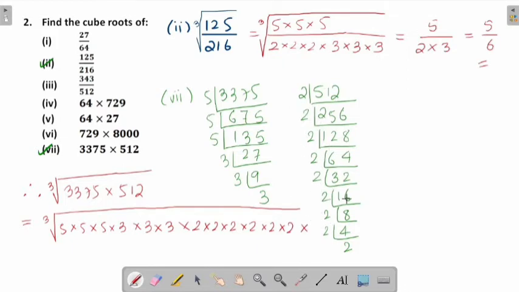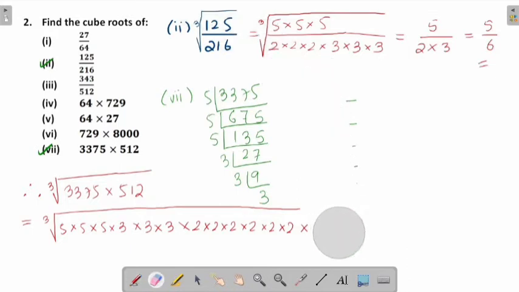I hope you will be able to do this. Let me erase this part, or else you can pause the video and note down the factorization part. Okay, so I am erasing this part for you. How many 2s have we written? 1 2 3 4 5 6 7 8 and 9.